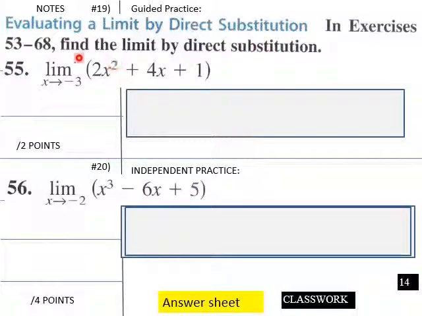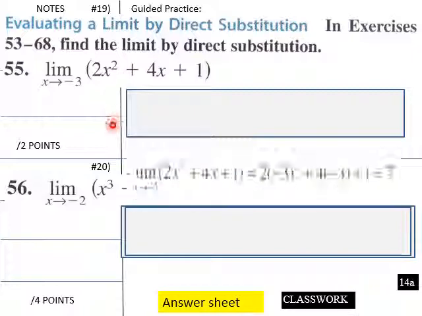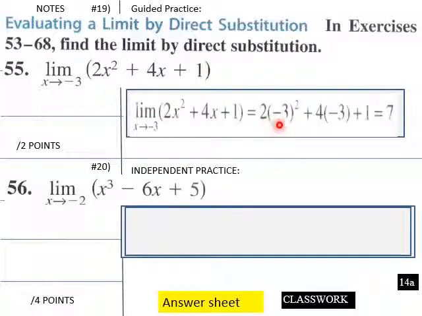Let's try one now. Find a limit by direct substitution. So the limit as x approaches -3 for 2x squared plus 4x plus 1. Students, this is yours down here. So for up here, we just substitute in and we end up with 7 here. 2 times the -3 squared plus 4 times -3 plus 1 would equal 7.